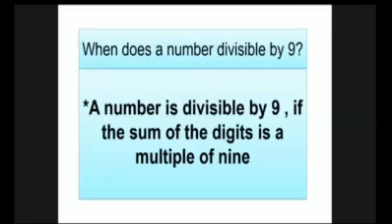Last one, when is a number divisible by 9? A number is divisible by 9 if the sum of its digits is a multiple of 9. For example, 54. Then 5 plus 4 is 9. And therefore, that is divisible by 9.